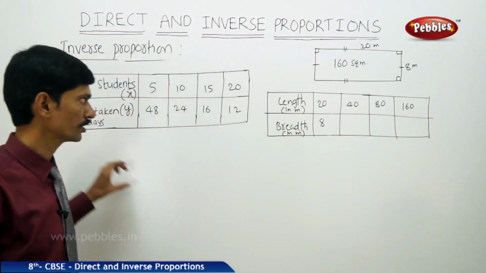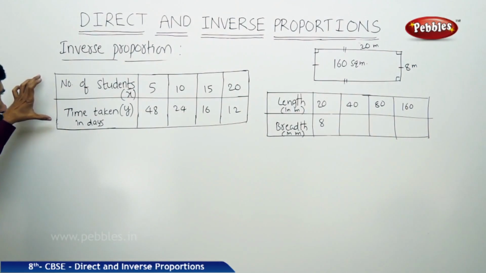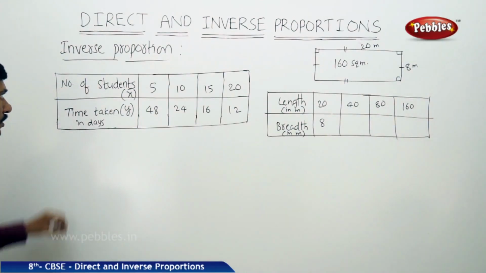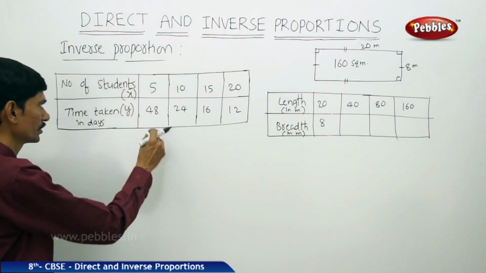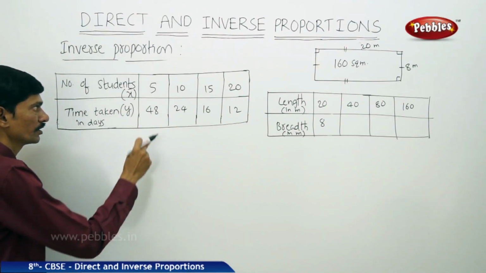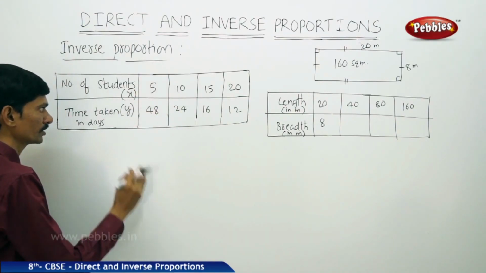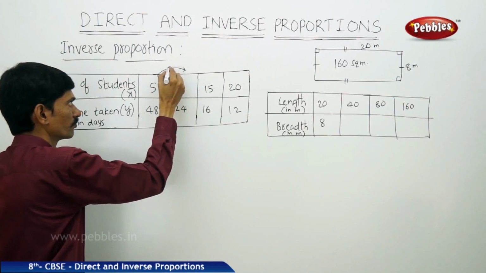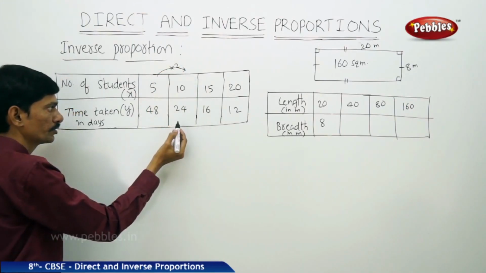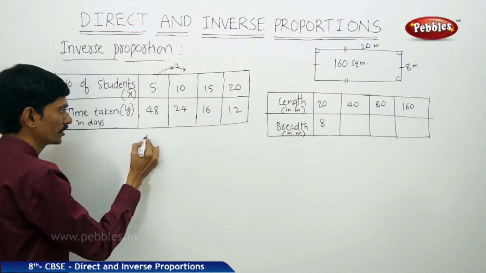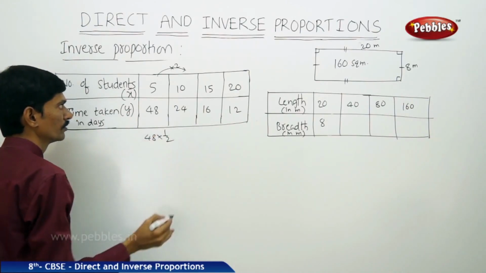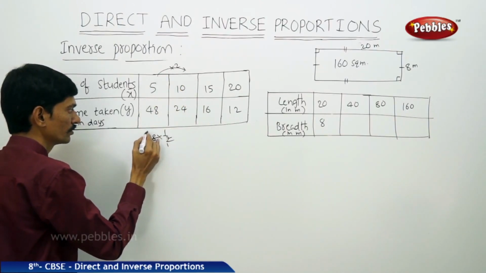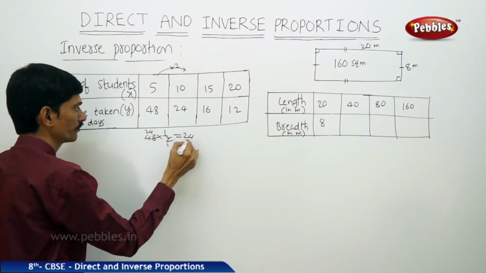Now let us take two other examples to understand inverse proportion easily. The first example is the number of students and the time taken to complete a work. If there are 5 students, they can complete the work in 48 days. Now if there are 10 students, in how many days can they complete the work? How did you get 10 here? By multiplying 5 by 2. Then how did you get 24? By multiplying 48 by 1 by 2. When you take twice, here we should take half. So 2 ones are 2, 24s are 48. This equals 24.